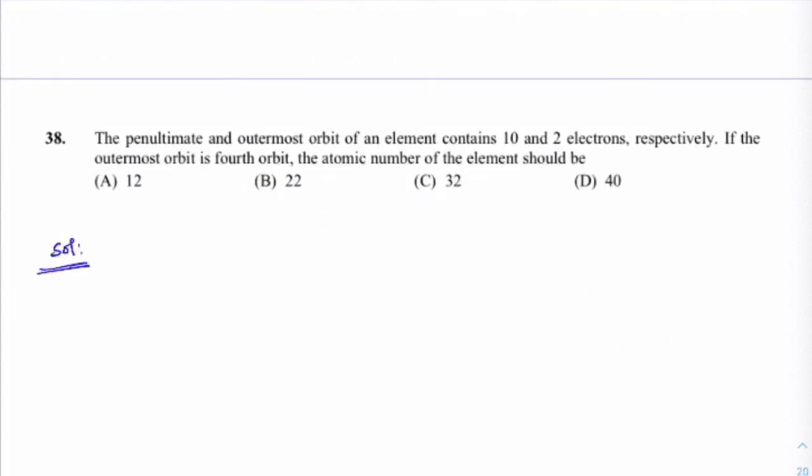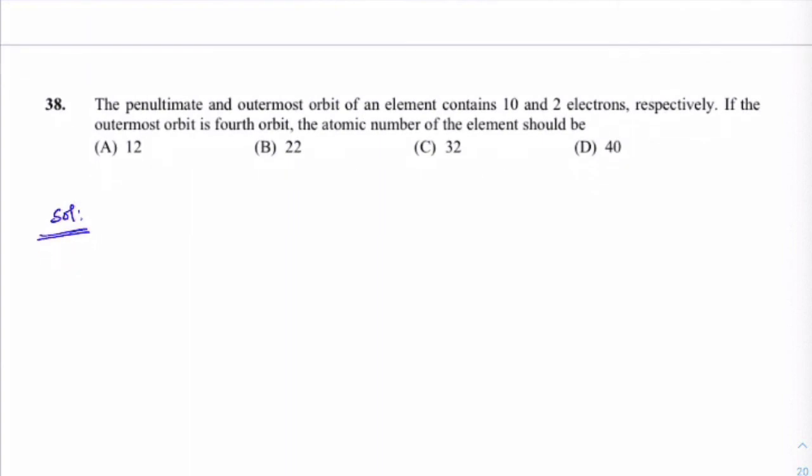The next question says that the penultimate and outermost orbital of an element have 10 and 2 electrons. If the outermost orbital is the fourth orbit, what is the atomic number? Okay, now check this out. When you have n equal to 1, n equal to 2, n equal to 3 and n equal to 4, if this is the ultimate shell, then this will be the penultimate shell.